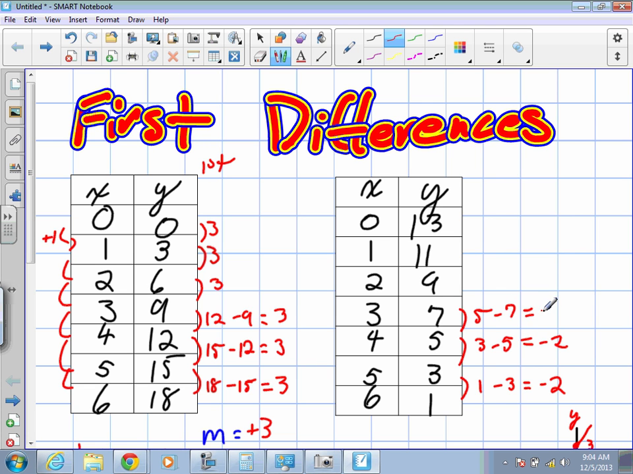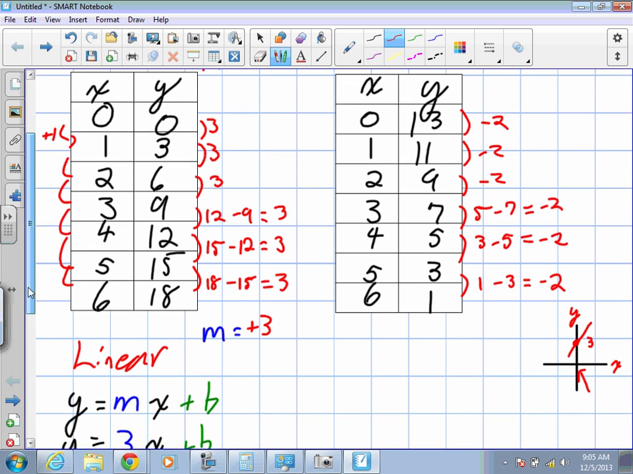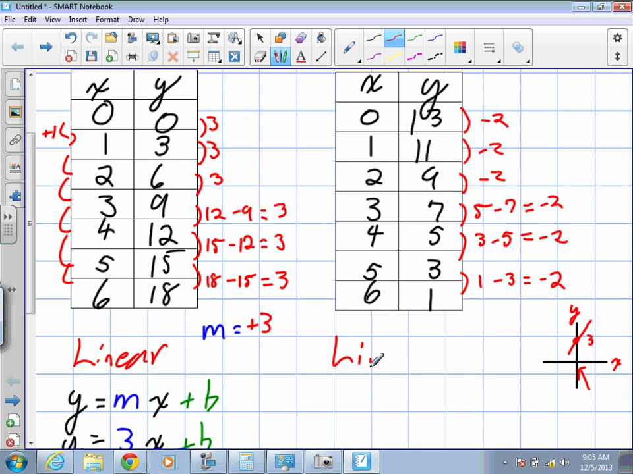7 subtract 9. 9 subtract 11. And 11 subtract 13. Good. So is this linear? Yes, this is linear. Okay, all of the first differences are the same. What is their value? Negative 2.